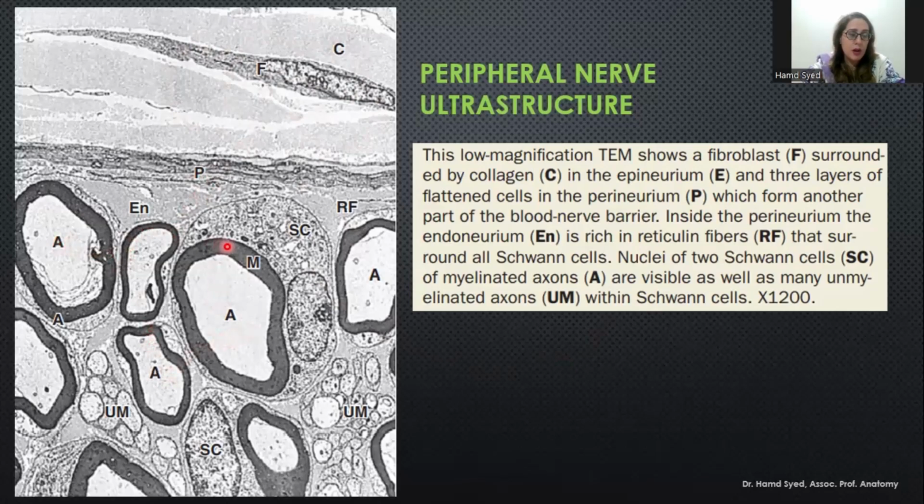Each axon is surrounded by a dark colored layer, which is the myelin layer. Adjacent to this axon, you can also see the Schwann cell nucleus and cytoplasm. The endoneurium, which is surrounding individual axons, consists of the reticulin fibers. And you can also see a few axons which are unmyelinated in this cross section.